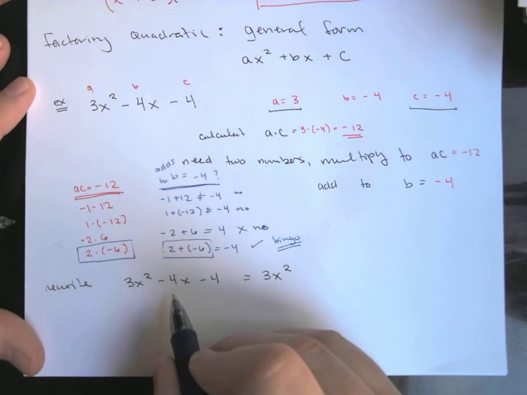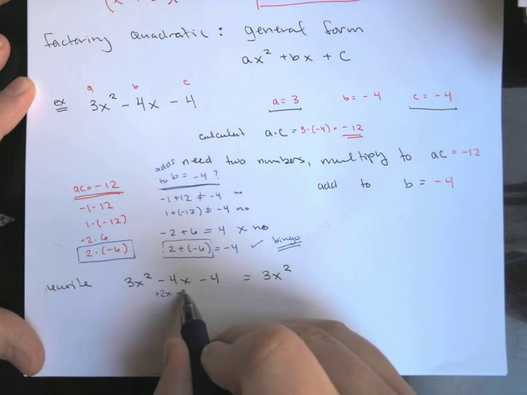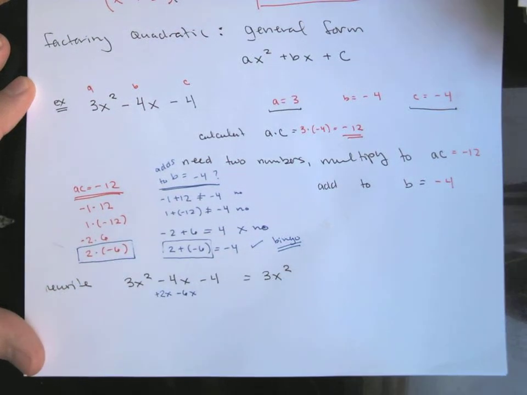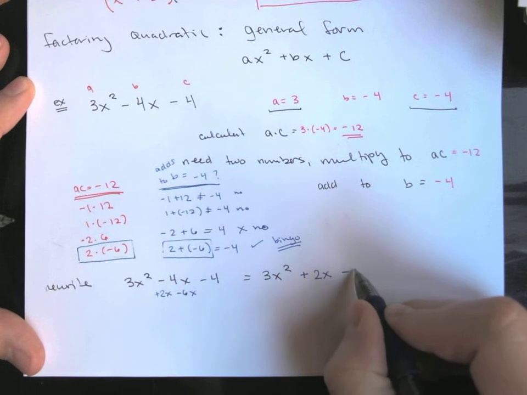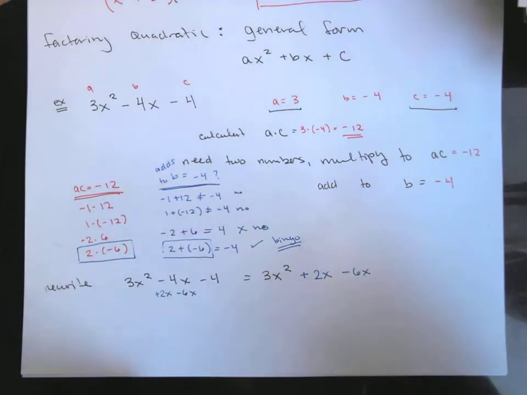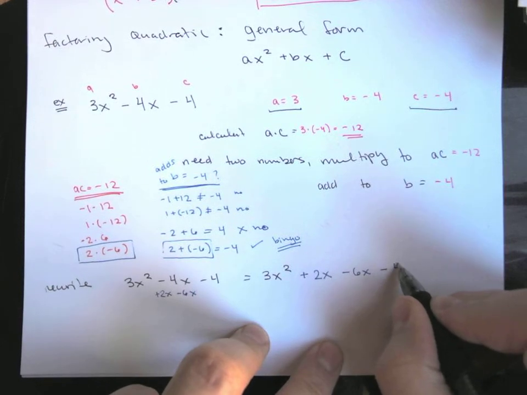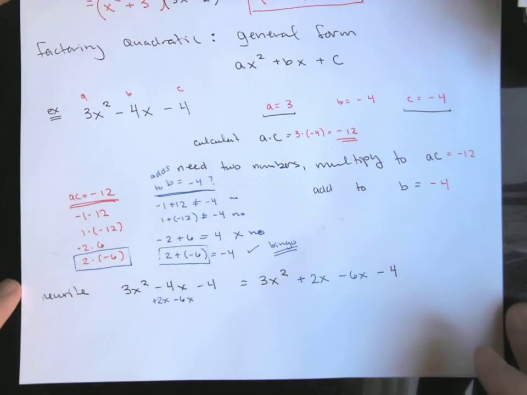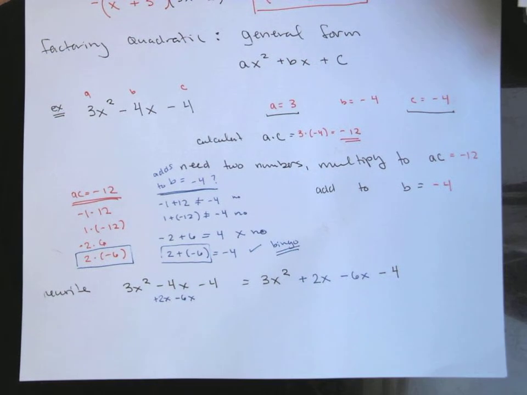So negative 4x would be plus 2x and then minus 6x. So let's just write that in. It doesn't particularly matter the order that we put these. We could have done minus 6x first, and then plus 2x after. In theory, it should work either way. It's not a big deal.